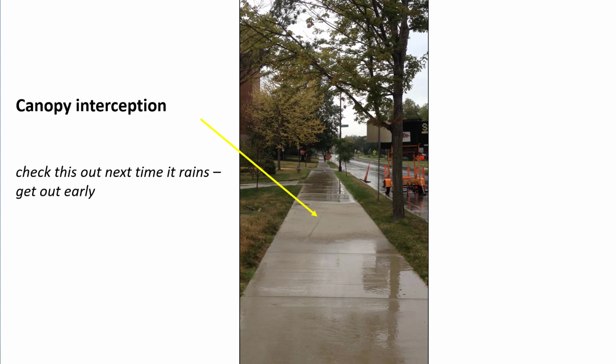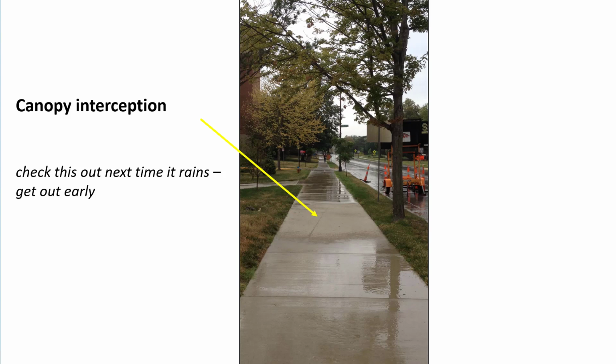Again, here's canopy interception. I love this concept. I show this all the time. Next time it rains, go out in the first 15 minutes or so, and you'll see that under trees is completely dry. So that's the volume of water that individual tree has saved from entering the stream in that big initial pulse. It sends it right back up into the atmosphere.